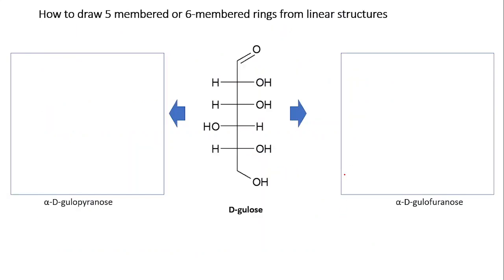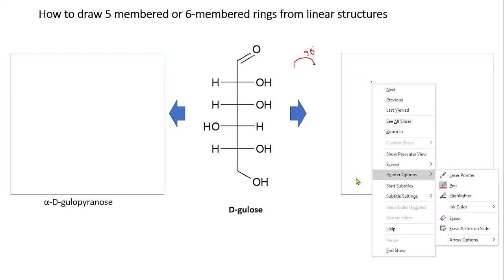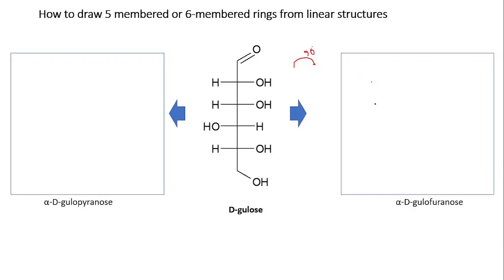Let's learn how to draw a 5-membered or 6-membered ring from the linear structure, and see if we can practice it a little bit more. Let's start with glucose. First, as we learned, we want to make a 90-degree turn. I will use a black color for this. Before we start, we want to number this for our convenience: 1, 2, 3, 4, 5, 6.